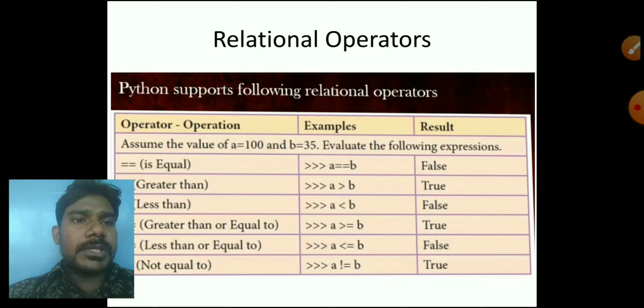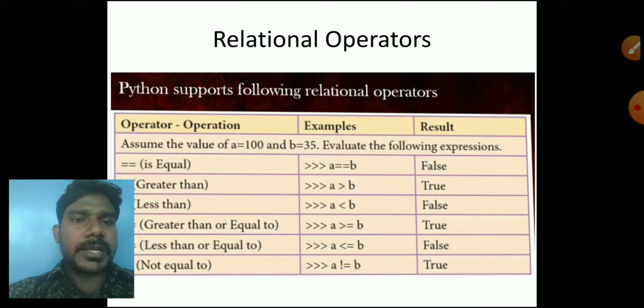It checks the condition: are the values of a and b equal? The a value is 100, the b value is 35. That value is not equal, so the result is false. If the a and b variable values were equal, the result would be true. Here the values are not equal, so the result is false.